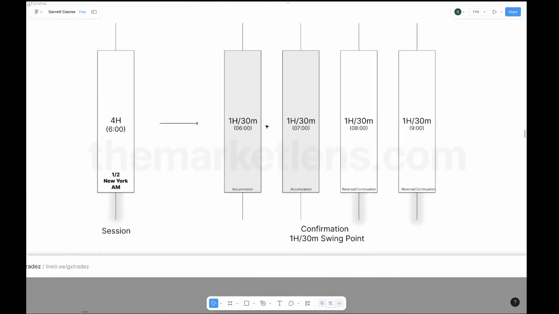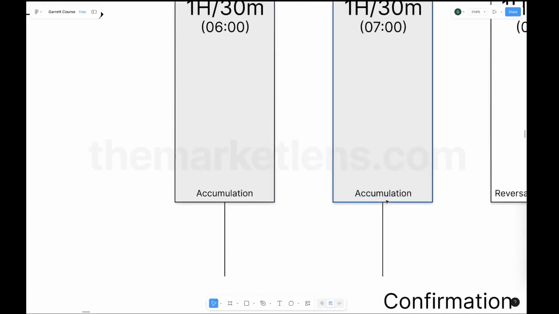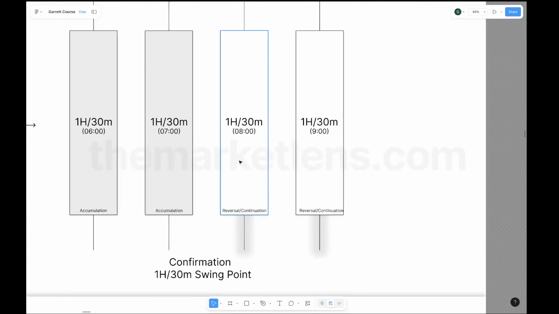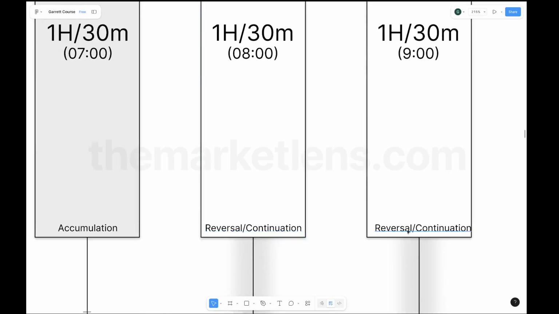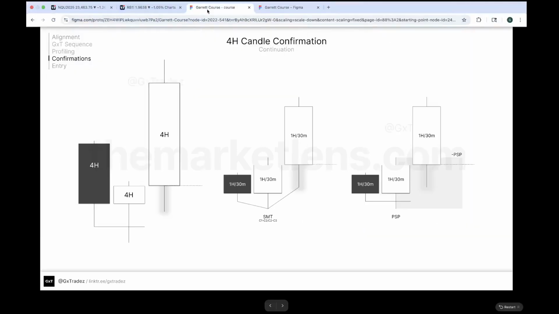Within that 6 a.m. candle, we do not care about 6 a.m. and 7 a.m. They're irrelevant, right? Typically, they are accumulation. And then the 8 o'clock hourly candle, or that hour in general, 8 o'clock and 9 o'clock are going to be reversal or continuation. So as you see, because of the drivers.